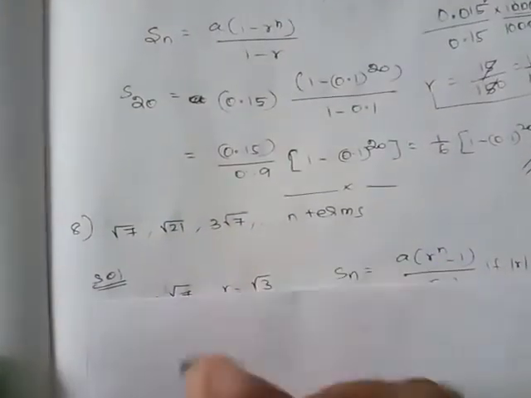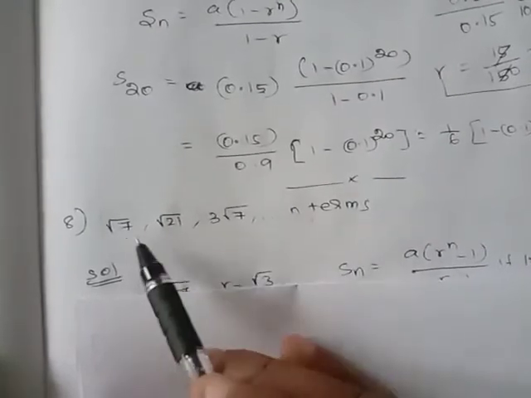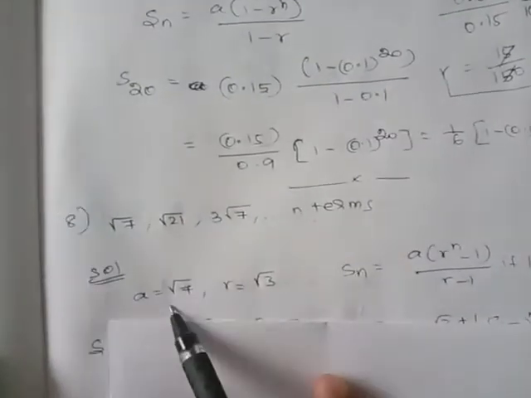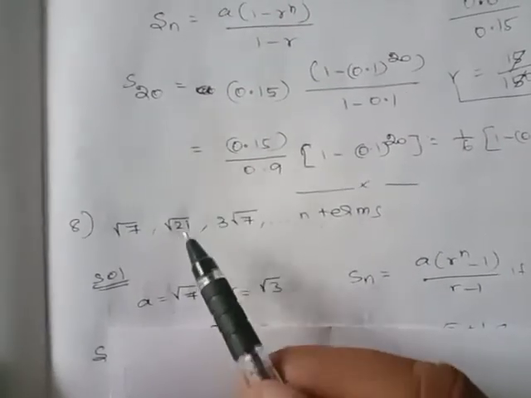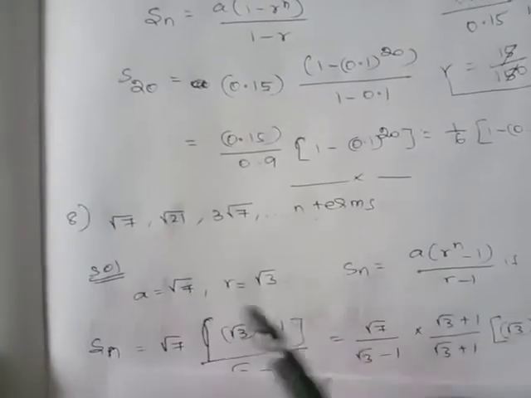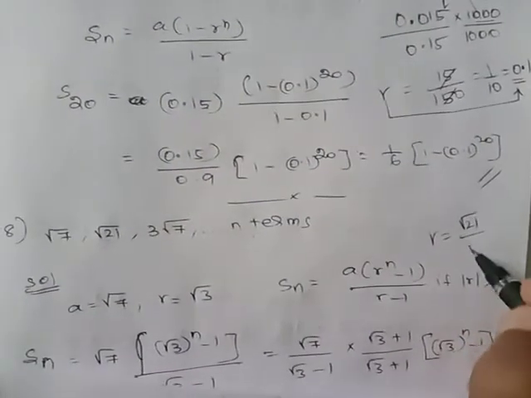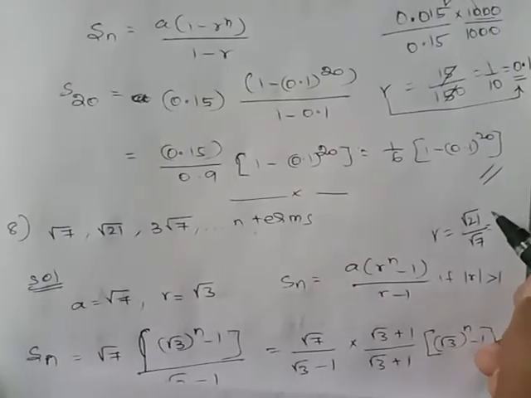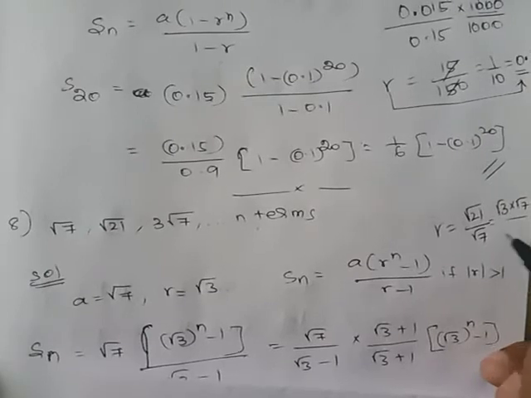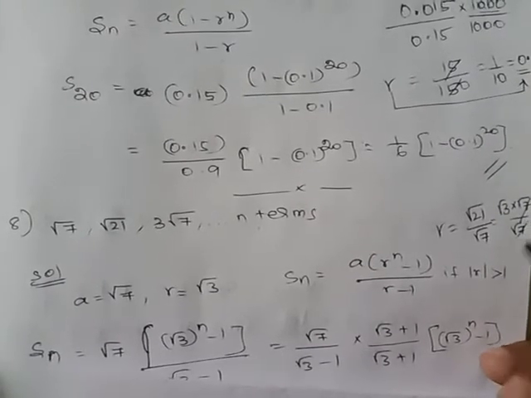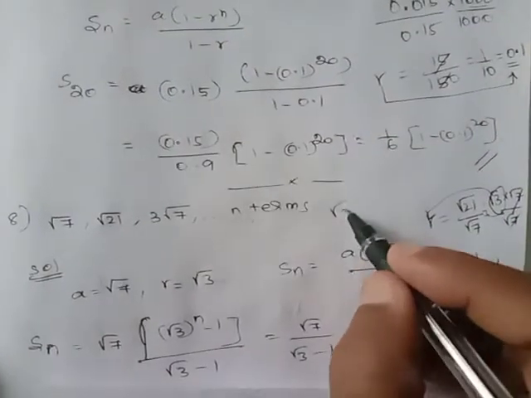Now we move on to the next question. We have to find the sum of first n terms of this GP, where a is equal to root 7 and the second term is root 21. We need to find the common ratio value. So r can be calculated using root 21 divided by root 7. Root 21 can be written as root 3 into root 7, divided by root 7. When we cancel root 7, we get the common ratio value as square root of 3.